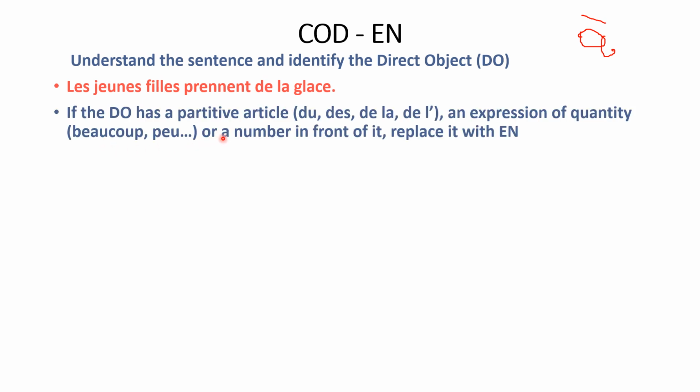Now, the direct object has a partitive article in front of it. De la is a partitive article. Du, de la, de l'. All of these are partitive articles. And in this sentence over here, de la is the feminine form.